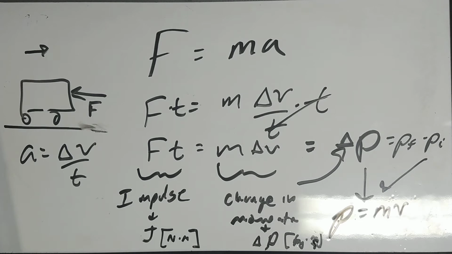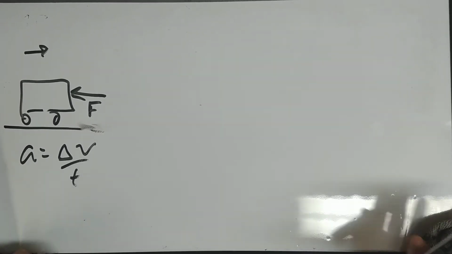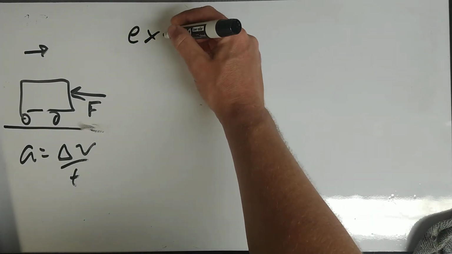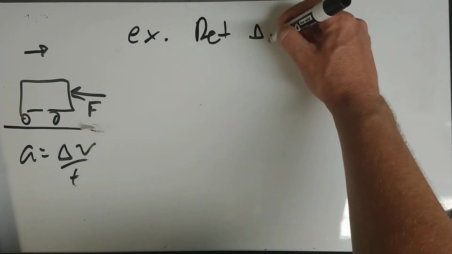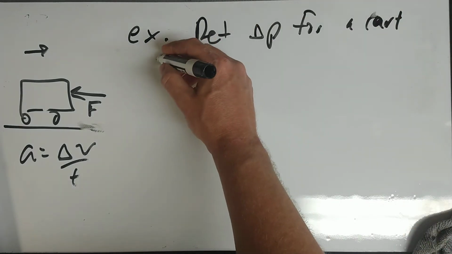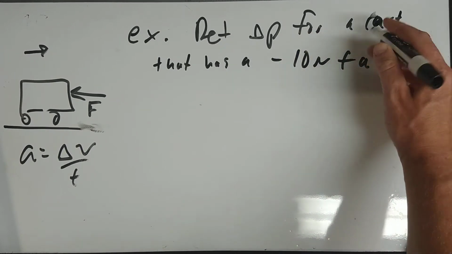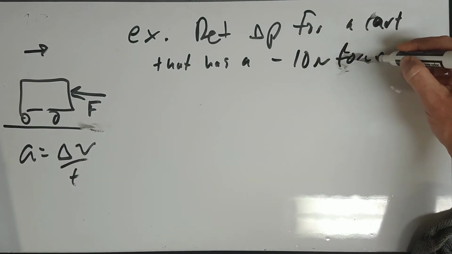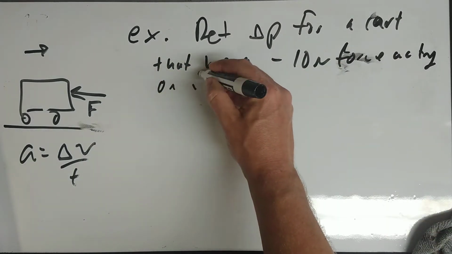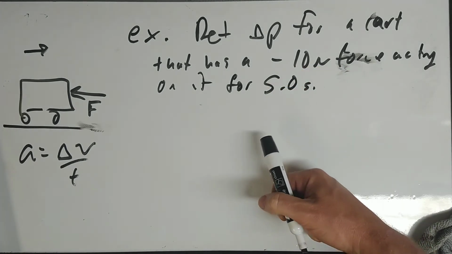so anyhow, this is the basic of the equation. So how do we use this? Well, we say, okay, determine the change in momentum, determine delta P for a cart that has a negative 10 Newton force acting on it for 5.0 seconds, right? Terrible handwriting, sorry about that.